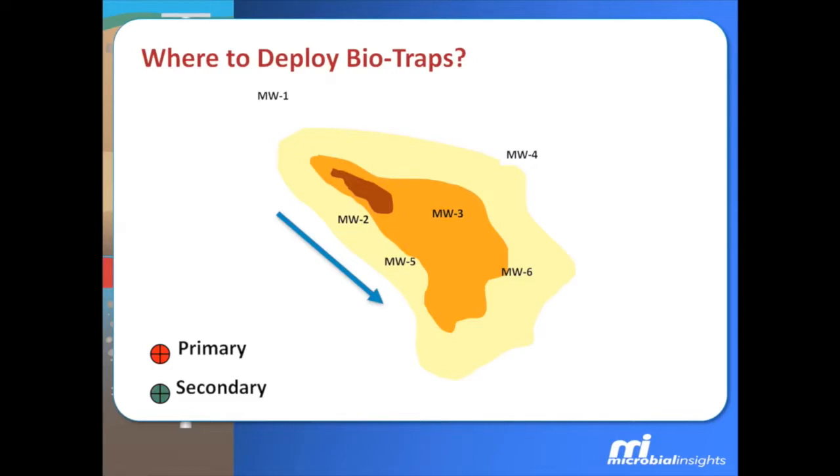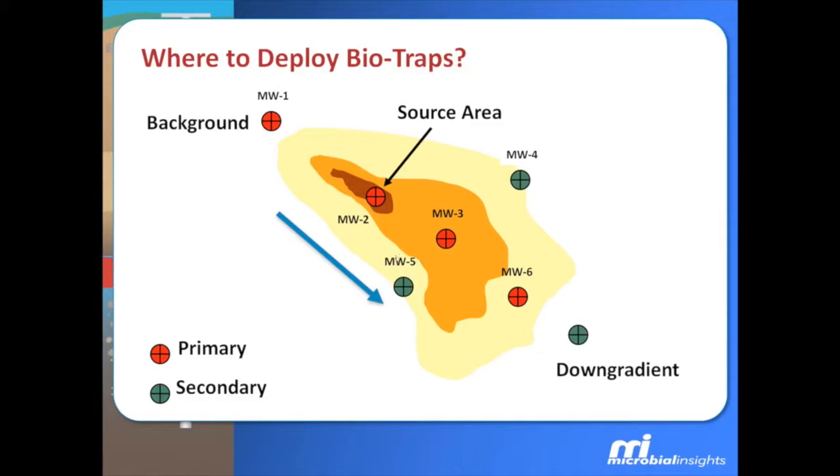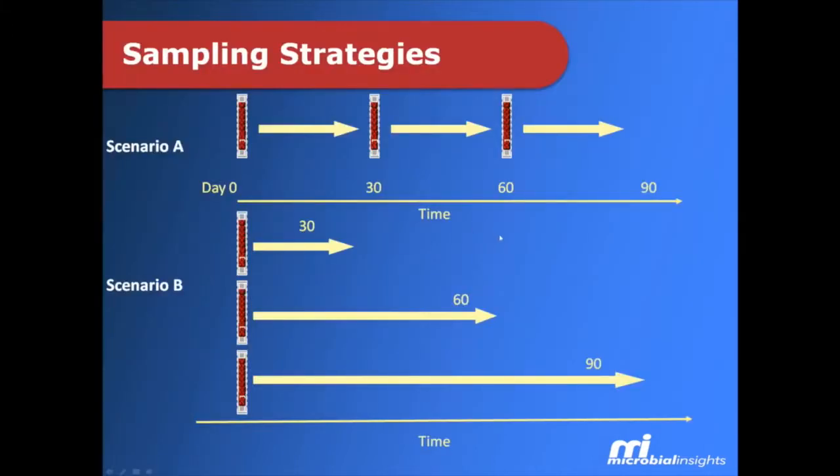In terms of where we deploy biotraps, if we've just got a hypothetical plume here, probably the ideal deployment would be along the axis of that plume, including, if possible, a background sample upstream of the plume. Or if you've got sufficient budget, also deploying downstream or down gradient, as well as on the fringes of the plume would be advisable.